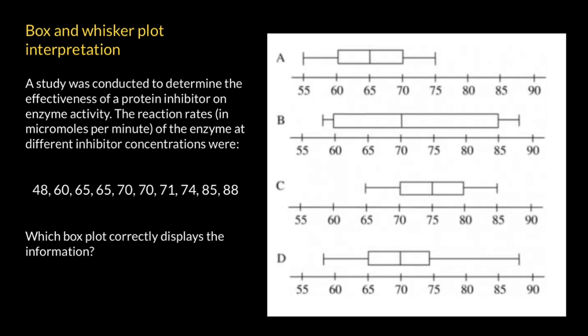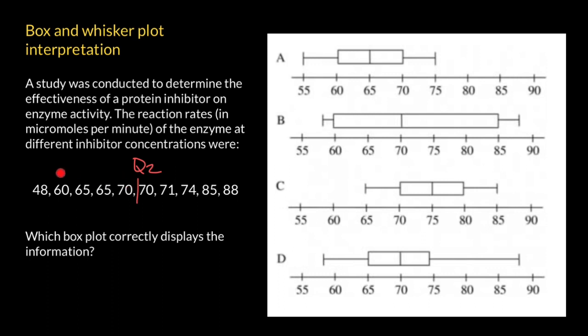So our first step would be to find in this set of numbers the median. So let's count how many numbers we have. 1, 2, 3, 4, 5, 6, 7, 8, 9, 10. So the median is going to be here. So we have 5 numbers on the left and 5 numbers on the right. And our median is between 70 and 70. So our median is going to be 70. We also call this median quartile 2.